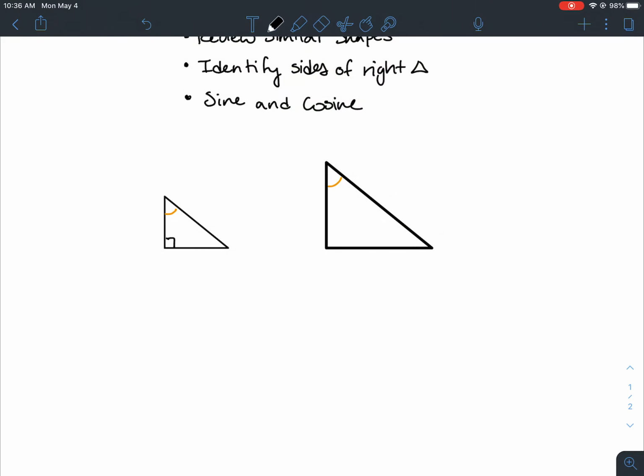Obviously, they're right triangles because that's what we're dealing with. So that means they have those same angles. And if the orange angles are the same, then these angles are going to be the same, because the shape is identical, it's just a little bit bigger. So our angles haven't changed. So we'll write out that.